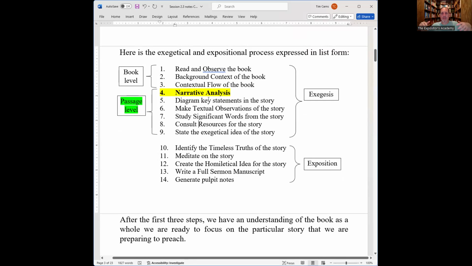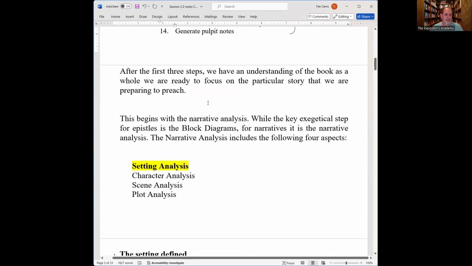Now that we've got a general idea of the flow of the book, the background of the book, what's in the book, the message of the book, we're ready to look at the particular stories within the book. Like I described in class, think of a book of the Bible like a puzzle. When you study the book as a whole, that gives you an overall picture of the book. Then we can look at each piece of the puzzle, or each story, each part of the book, and have a better idea of where it fits in the book overall, how it connects to everything around it. So now we're going to do what we call narrative analysis.